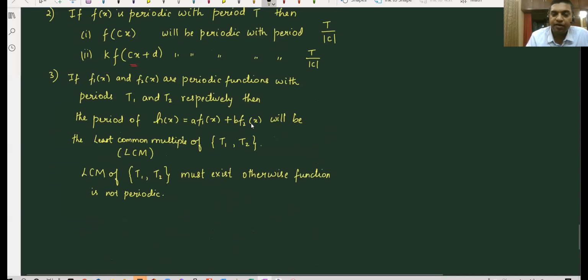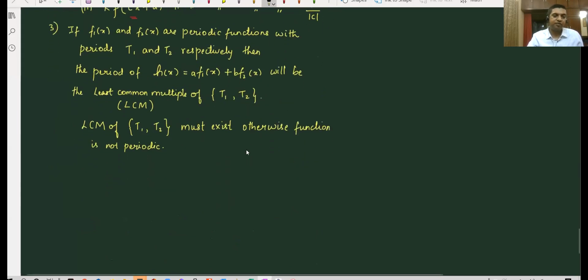Now the last part of periodic functions. If f1 and f2 are periodic functions with periods T1 and T2 respectively, what if I add two functions with different periods? The period will be the least common multiple of T1 and T2, LCM of T1 and T2. Of course, there are some exceptions. This is very important.